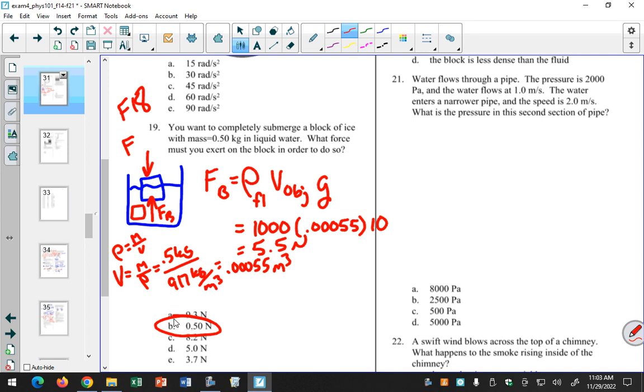Okay, I glossed over what I just said, so let me go back and explain. I'll come back to your question, okay? Notice here that if I have this object that is fully submerged, there is a 5.5 Newton buoyant force acting up, and there is a 5 Newton force acting down. That is equal to the weight of the ice. So I need an additional force. This is the force that you have to push down with, of 0.5 newtons. And so that's why the answer is 0.5 newtons.